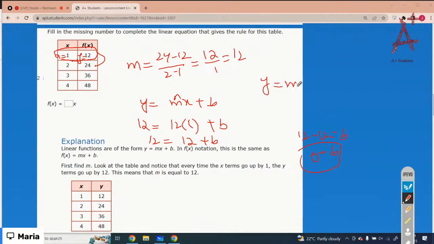Just write the values in the equation. Y equals mx plus b. M is 12, so 12x plus 0. So it would be y equals 12x. That is the equation of the table. Got it? That's how we can find the equation when you are given a table. Got it?